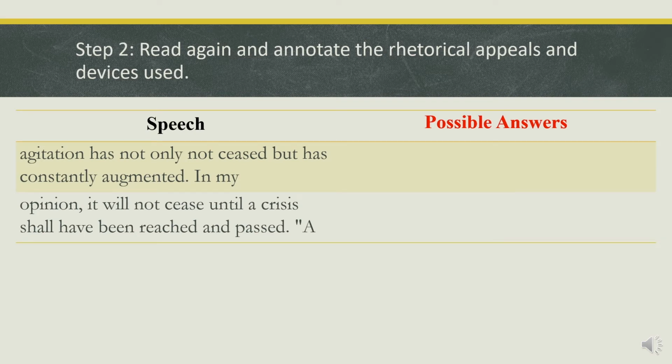That agitation has not only ceased, but has constantly augmented. In my opinion, it will not cease until a crisis shall have been reached and passed. He uses some words that are in direct opposition to one another. Can you find them? Ceased means to stop, but augmented means to increase and continue. And so we call this antithesis. In my opinion, shows ethos or his credibility because he's showing humility by stating his ideas are just opinions that should be considered and not necessarily the only way to think.